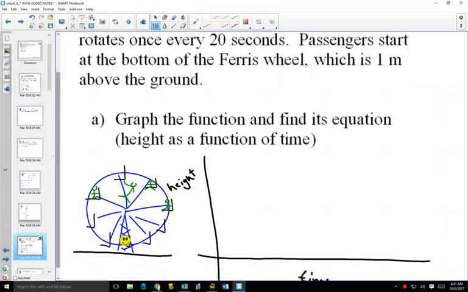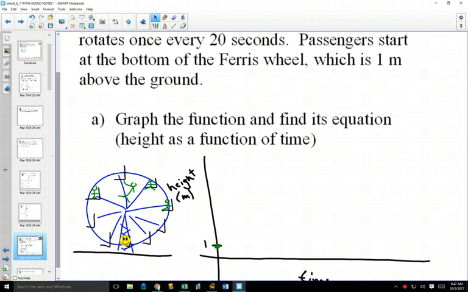Starting at 1 meter. So how do we show that on our graph? That's going to be a point. It's going to be the lowest point at 1 meter. I'll put the units under here and just label this as 1. Does that make sense that that's where you would start? At time 0, you're starting at the bottom. It's very hard to start on a Ferris wheel at the top. I don't think there's any places where they allow that. So we know that point.